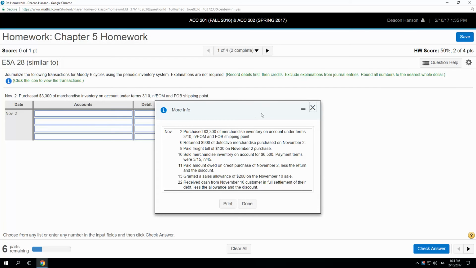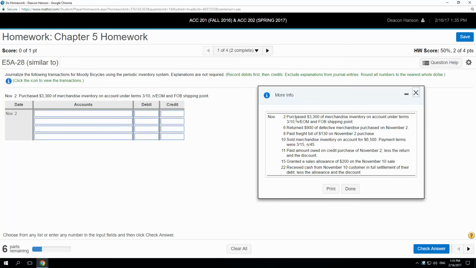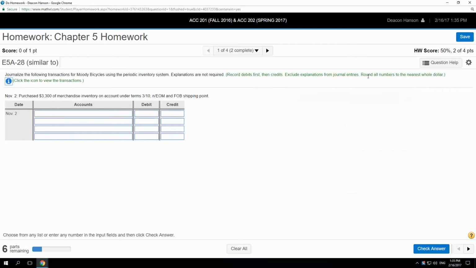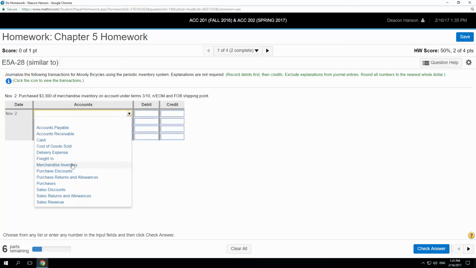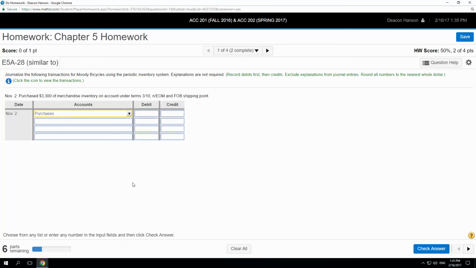So I got a bunch of transactions. Not a whole lot. What do we got? Seven of them? Okay. So the first transaction, we purchased $3,300 of merchandise inventory on account, and they're giving us these terms. We don't have to have this up. Okay. 3% if we pay in 10, otherwise all of it is due by the end of the month. So we're going to book a debit to purchases. Almost caught me there, right?